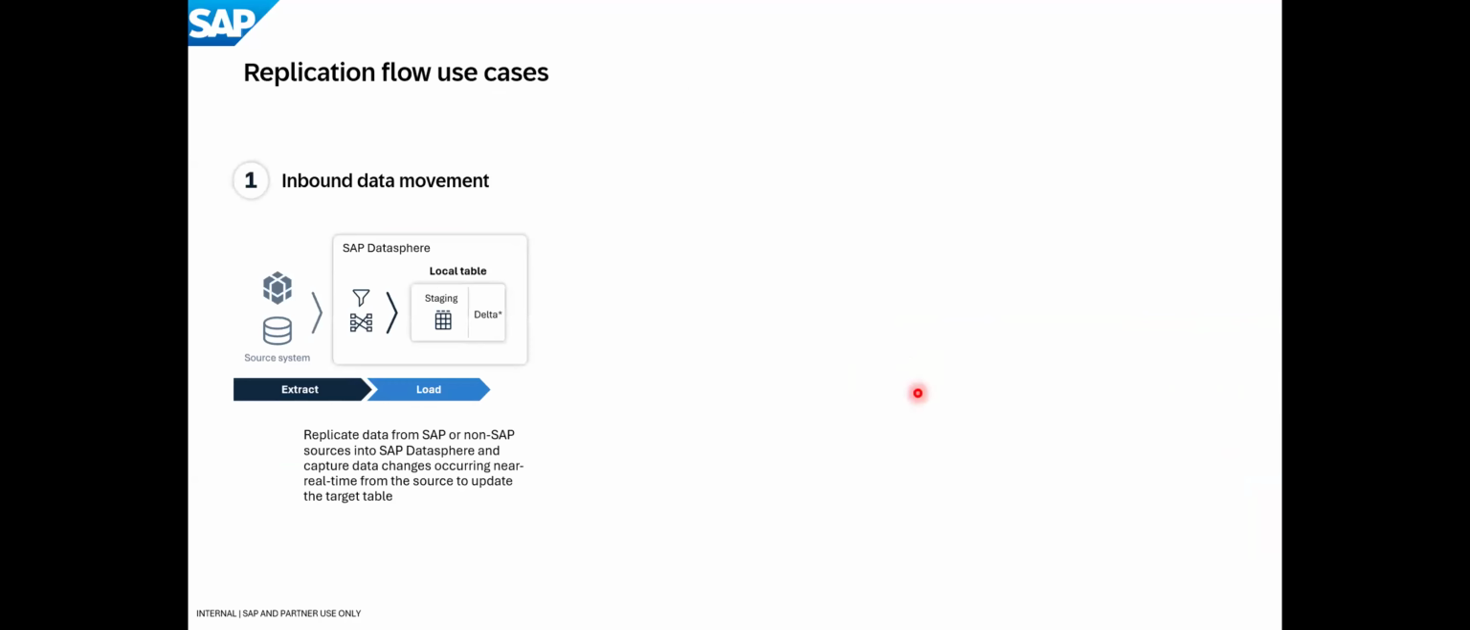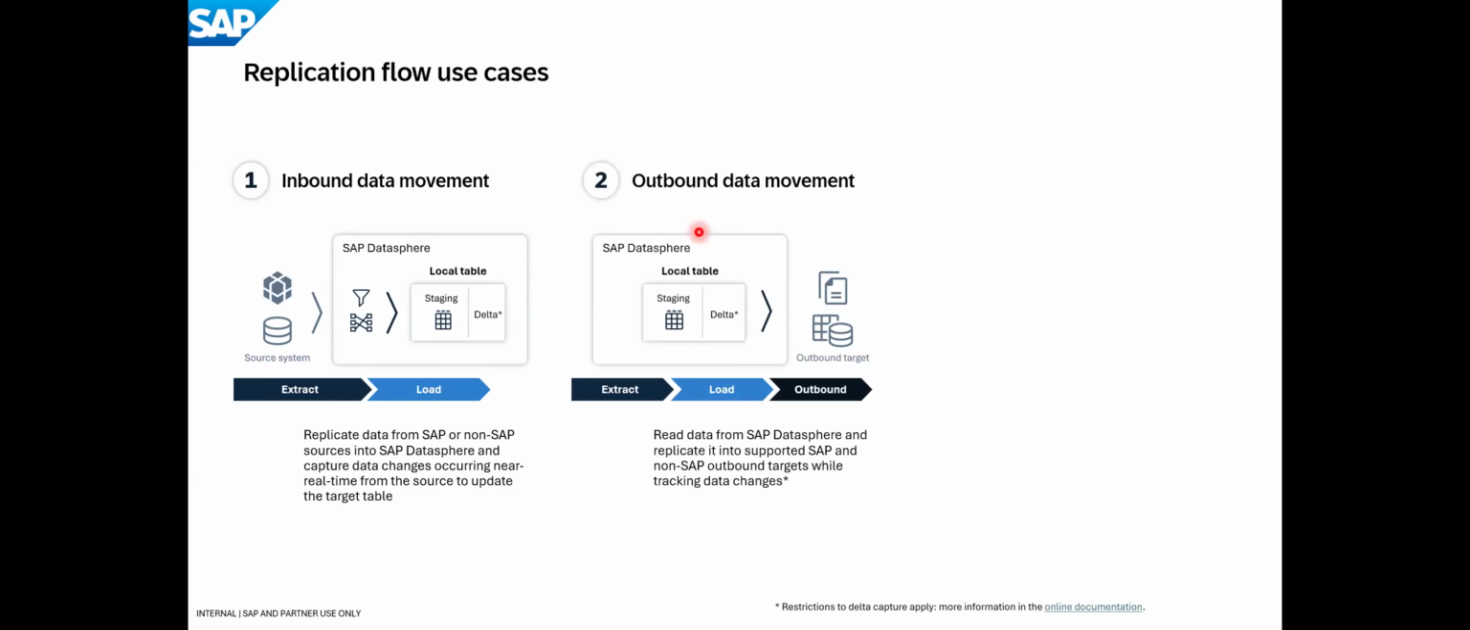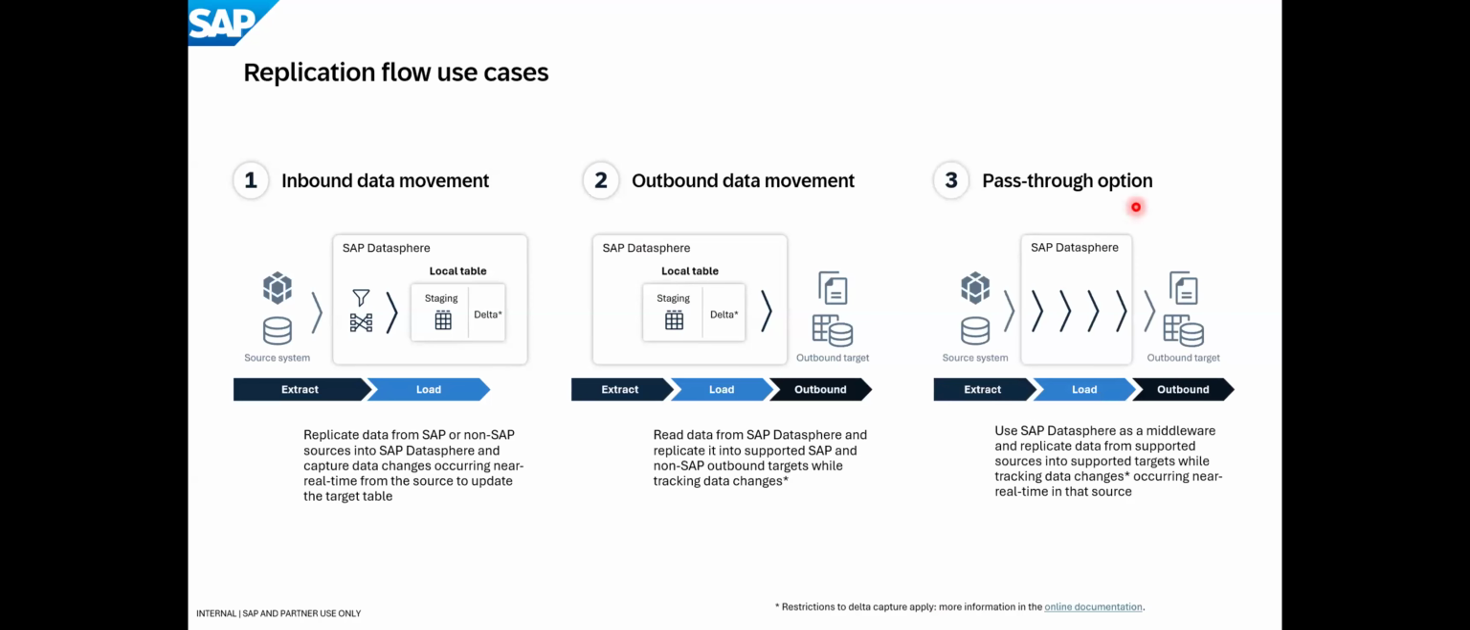Then let's talk about replication flow use cases. These are different use cases, how replication flow can be used inside a data sphere. First use case can be inbound data movement, wherein you want to bring data to the data sphere from some other source. And then outbound data movement, where you want to send data from data sphere to some other target. And then pass-through option, wherein a data sphere acts as a middleware, and it takes data from some other source outside data sphere, and it acts as a middleware and sends data to some target outside the data sphere.